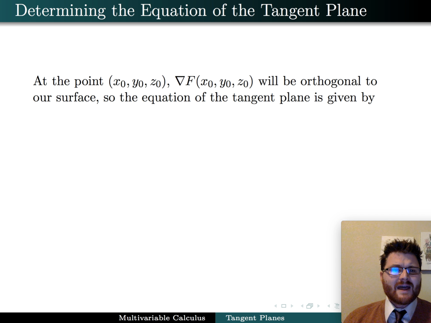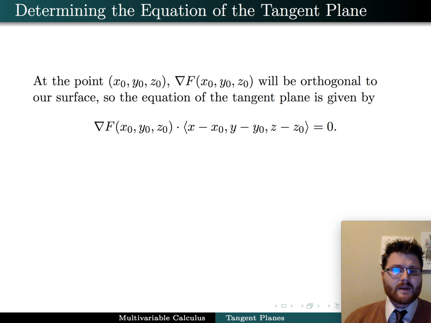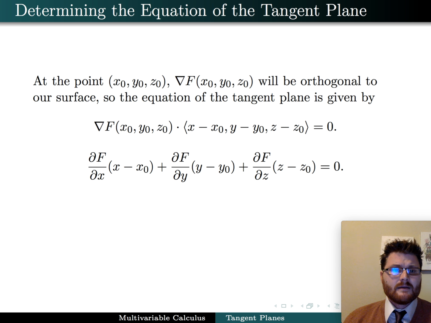Okay, so if I've got a point on some surface, then the gradient of that capital F function is going to be orthogonal to that surface, so that's my normal vector. And I can just write down the equation of the tangent plane. I dot the gradient with a vector in the plane, or written out, I get it this way in terms of the partial derivatives, because that's what makes up that gradient for my rectangular coordinates. So here's the equation for a tangent plane at some point.